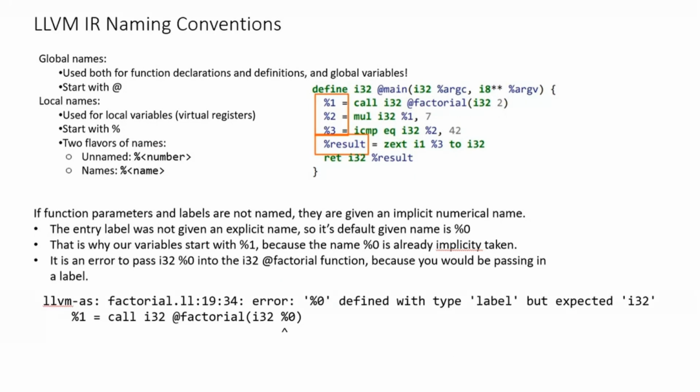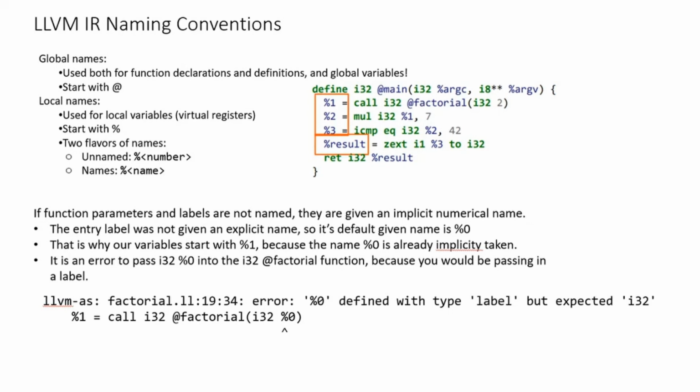So now that we know what kinds of variables we can create, we need to know what are the naming conventions. So global names are used both for functions, declarations, and definitions, and global variables. So global names start with the @ sign, and local names, they start with the % sign. So they're used both for local variables, so both for virtual registers and for locally allocated memory variables, which are pointers to that variable.